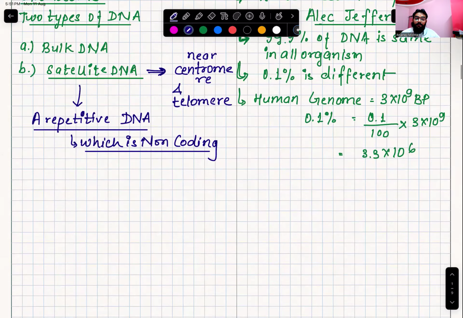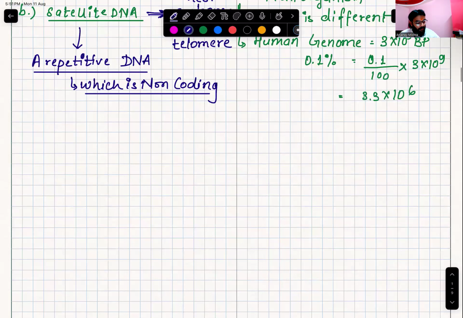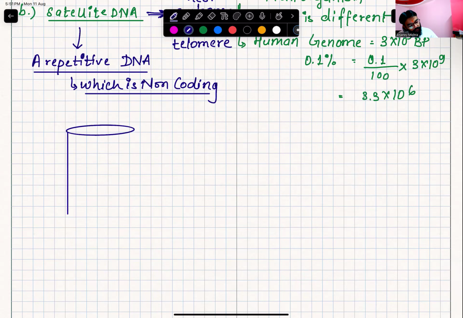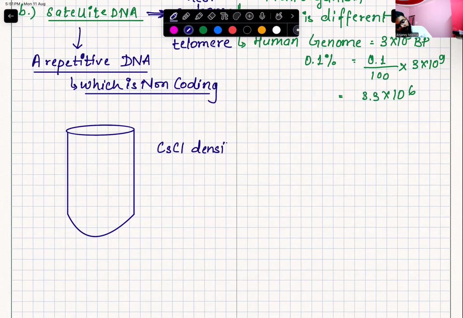So, sir, if Mr. Alec Jeffreys wanted to study this, he needs to separate out the satellite DNA. How do you do that? It's very simple. Take a test tube. Do the same thing which was done by Meselson and Stahl. The cesium chloride density gradient centrifugation.